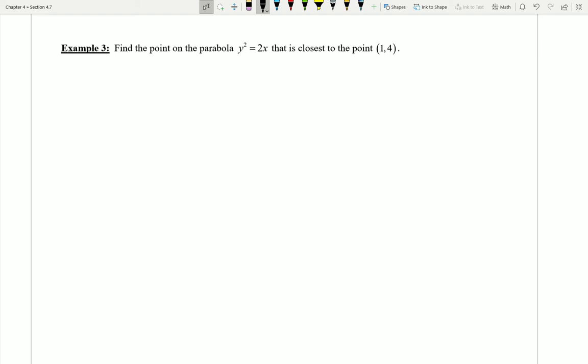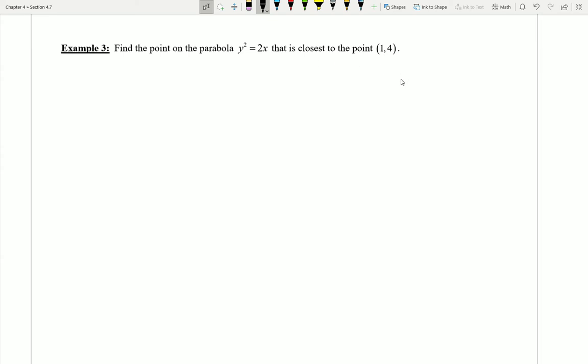So let's take a look now at example 3 and see another scenario where we're going to try to optimize something. I want to find in this question a point on the parabola y squared is equal to 2x that ends up being closest to the point (1, 4).